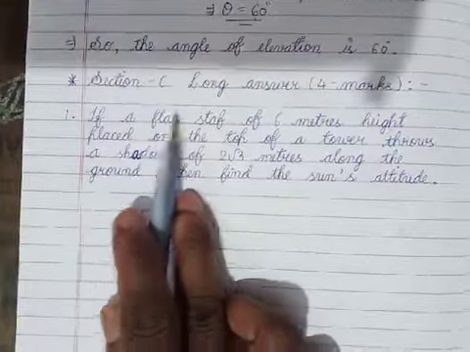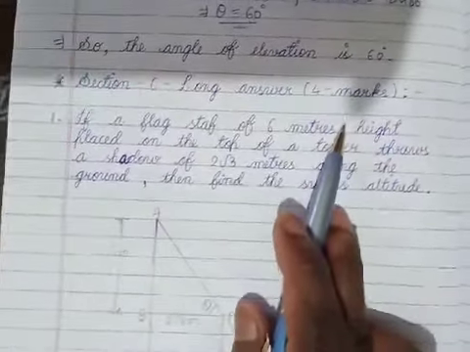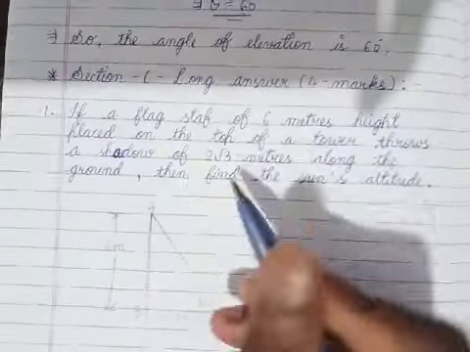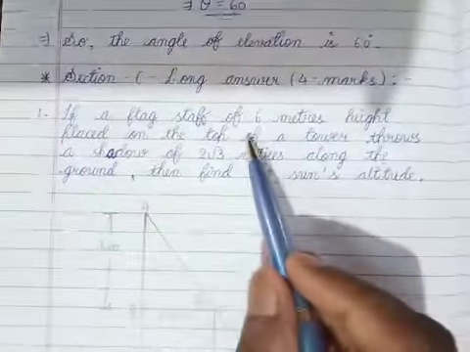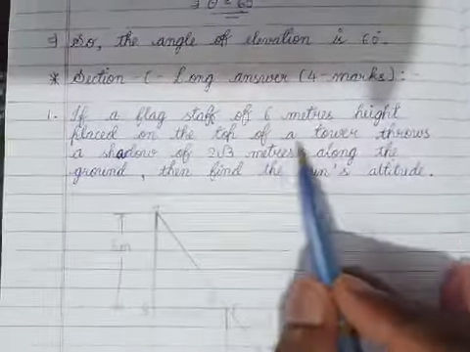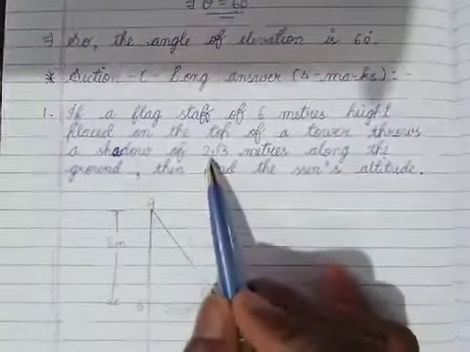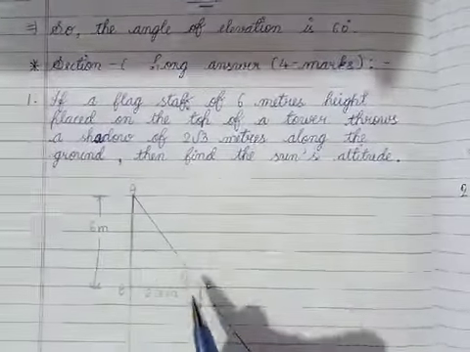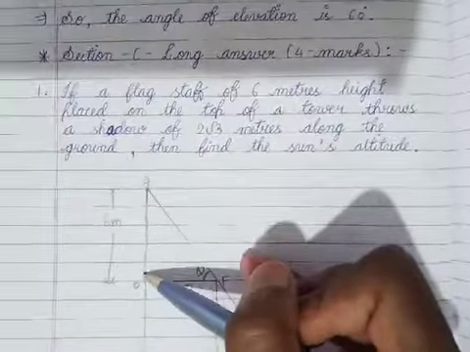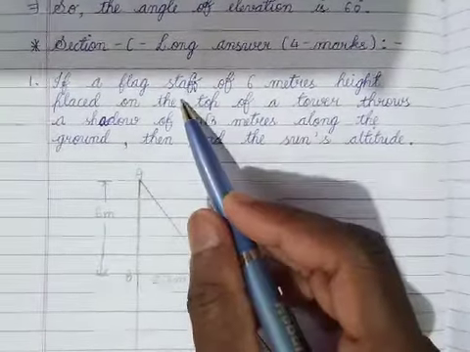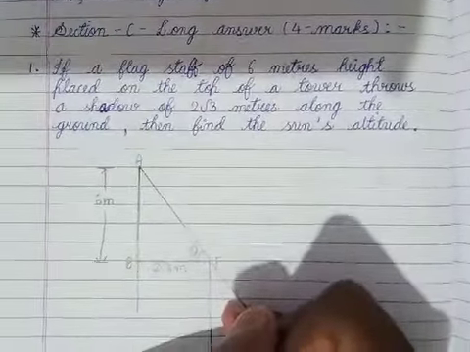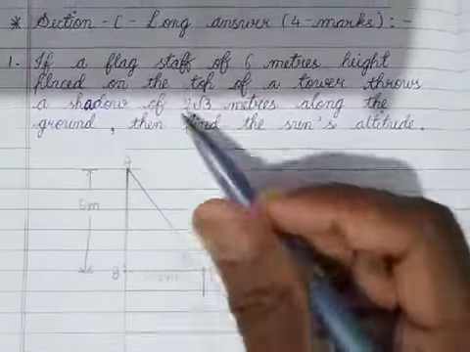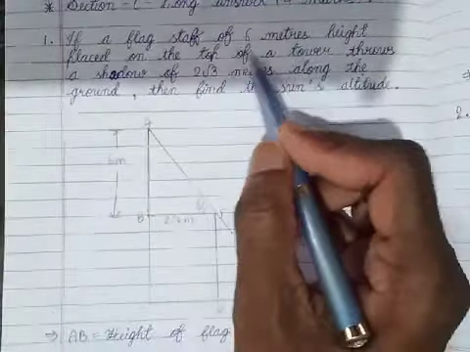Let's start with a long question, for 4 marks. If a flagstaff of 6-meter height placed on the top of the tower throws a shadow of 2 root 3 meter along the ground. It is along the ground, so this is 6 meter. It is a flagstaff on the top of the tower. BC is the tower. AB is the height of the flagstaff.